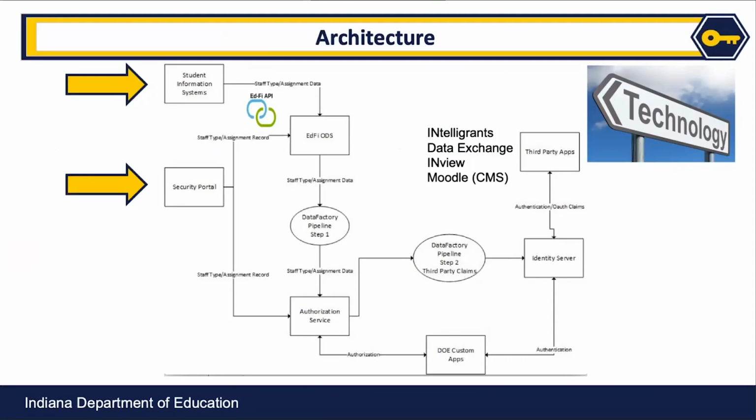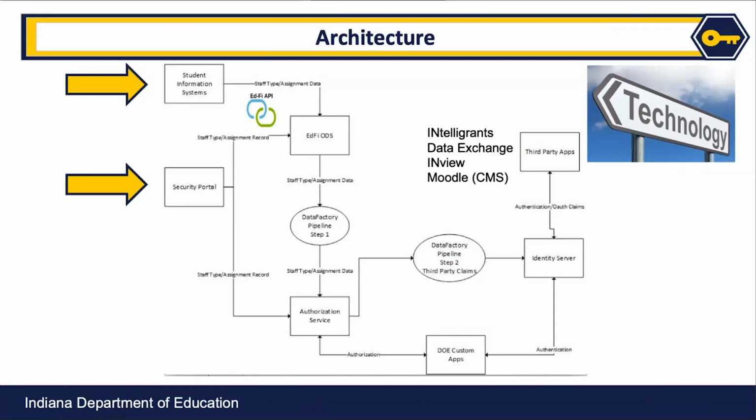As you can see from the diagram, there are two entry points for staff types or roles. The first entry point is via the Indiana EdFi compliant Student Information System. Data is transferred via XML from the schools into the system via the EdFi API and lands into the database known as the EdFi ODS, or Operational Data Store. The staff types are then processed via a data pipeline into the authorization service, which controls the access to secure applications.